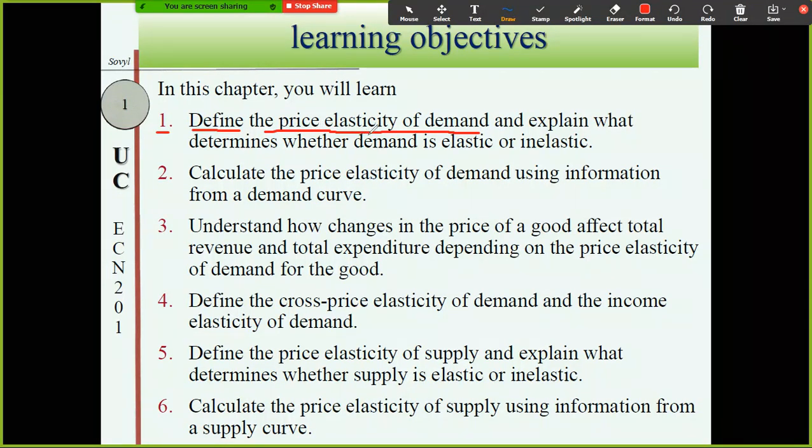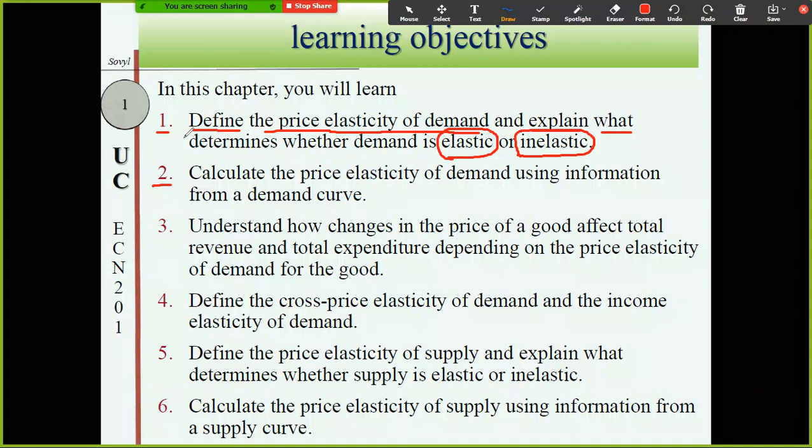What does it mean, price elasticity of demand for one good? For example, the price elasticity of demand for education. What does it mean, the price elasticity of demand for cars? The price elasticity of demand for food. And you can explain what factor, what determinant determines whether demand for one good is elastic or inelastic. What does it mean, elastic demand? What does it mean, inelastic demand? Okay, we will see later.